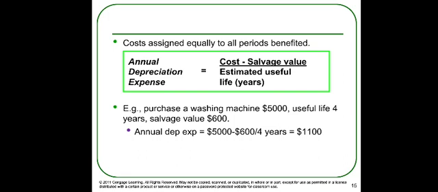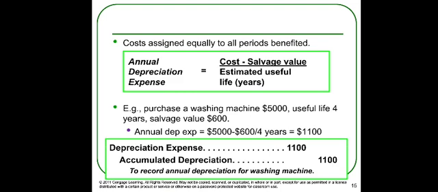Okay, this is the way to calculate the depreciation. And then you have to record this amount in your accounting record. So the general journal entry for this depreciation is very simple. You have to memorize this. You have to debit the depreciation expense. Here the amount is 1,100, and then credit an account called accumulated depreciation 1,100.